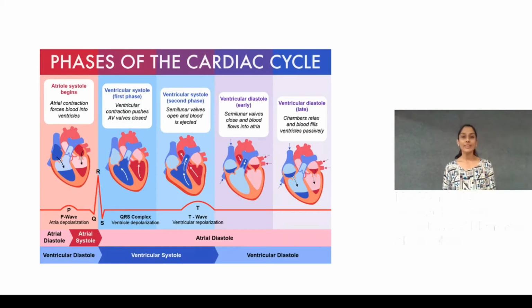Then ventricular systole, the second phase, in which semilunar valves are open and blood is ejected. At this point of time, ventricular repolarization occurs, and the T wave appears during this phase. Then in the phase of ventricular diastole, which is early and late, the T wave continues, that is, ventricular repolarization continues. During the early stage, the semilunar valves close and blood flows into atria, and during the late phase, the chambers relax and blood fills ventricles passively.